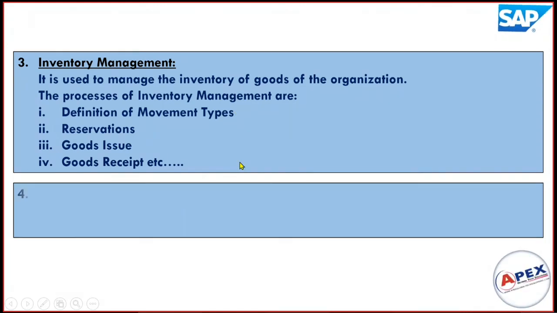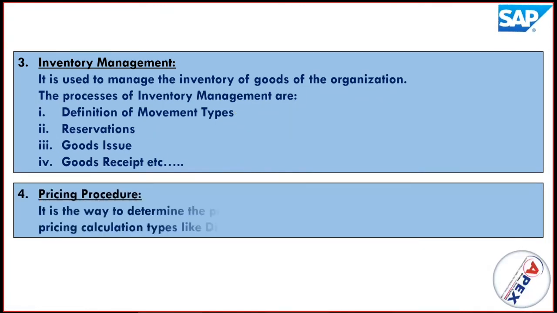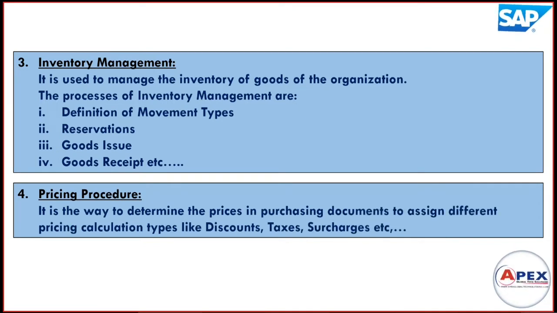Next we have the last one, pricing procedure. Pricing procedure is the way to determine the prices. Suppose you have mentioned a particular material price, so you need to have some calculation types. You need to add discounts, some taxes, and different charges to the particular material with a particular vendor. You will understand this in the coming sessions. As of now, just try to understand what inventory management is and what pricing procedure is.